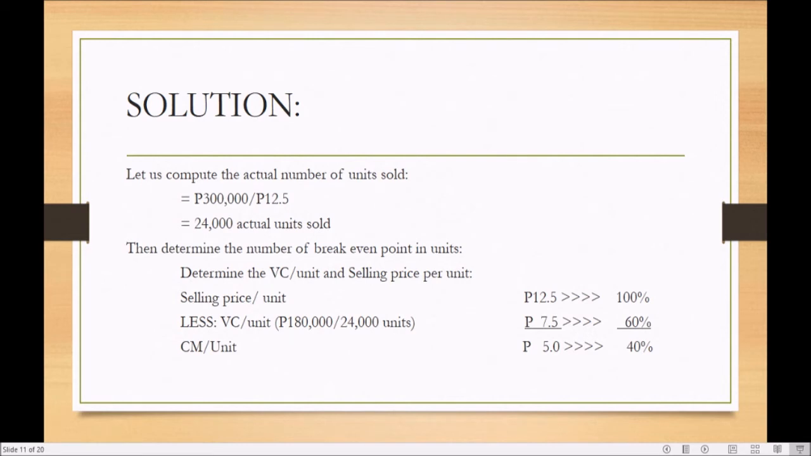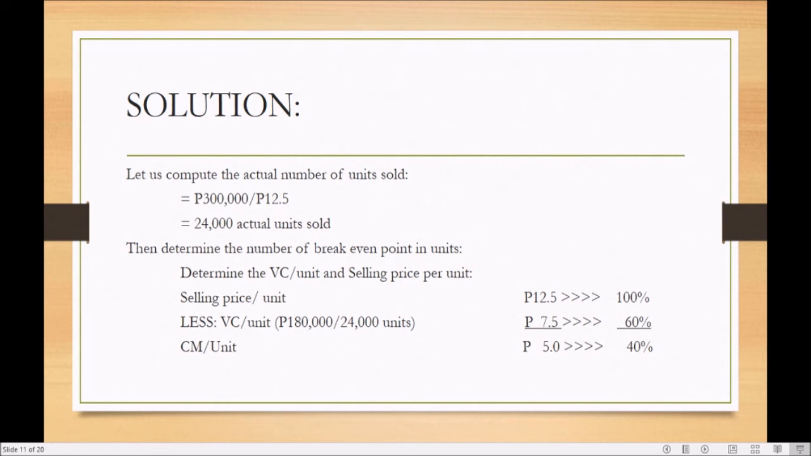How about the contribution margin ratio? Pwede mong ibawas yung 60% sa 100, that's 40%. Pero kung di ka pa naniniwala na 40%, 5.0 i-divide mo sa 12.5, that is 40%. Okay? That is contribution margin per unit over the selling price per unit. That is equal to 40%. Bakit kinumpute ko na ngayon? Kasi, di ba, isang tanong doon is the break-even point in peso sales. Later on, gagamitin ko mamaya yung 40% na na-compute ko to compute the break-even point in peso sales.